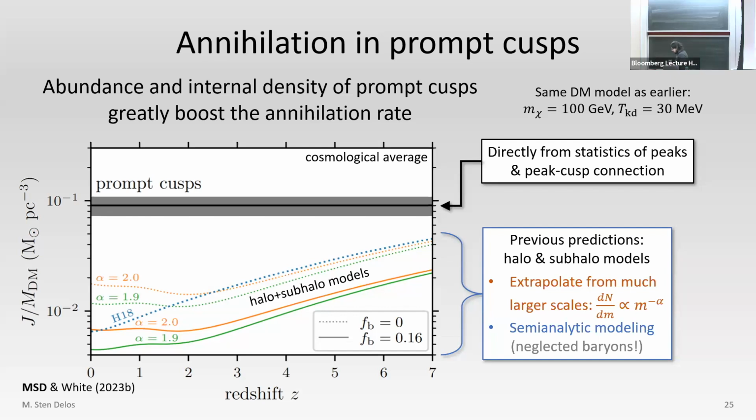One really nice thing about the prompt cusps is that this is a really simple prediction. It's just from the statistics of peaks and the connection between initial peaks and prompt cusps. Much simpler than these previous predictions, where some of the simpler ones are just extrapolating downward from large scales, so it's not clear how well that holds. The more careful models have all this semi-analytic modeling. Also, these previous models all neglected that dark matter is not all of the matter, whereas here it's quite easy to account for. This is just the counting of peaks from Gaussian random fields and the universal shape that you have. And then I'm taking this down by a factor of about 2 due to clustering.